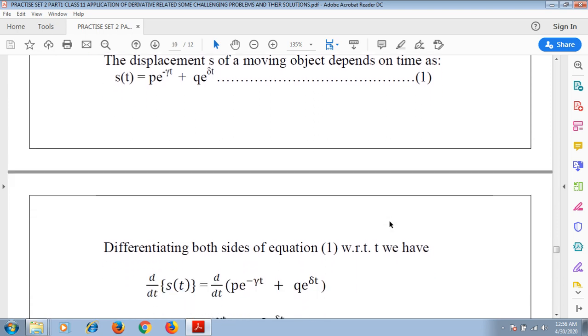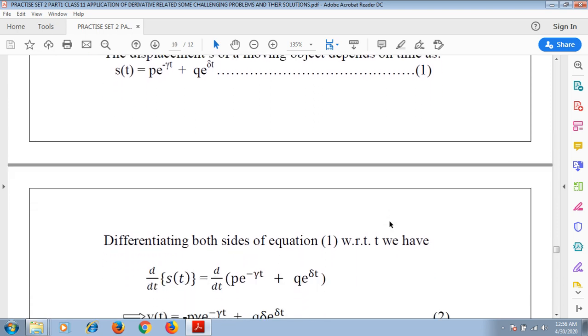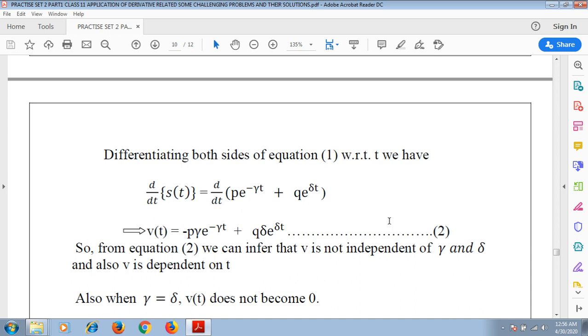Okay, and now differentiating both sides of equation 1 with respect to t, we have derivative of s(t) equals derivative of p into e to the power minus gamma t plus q into e to the power delta t. And v(t) equals minus p gamma e to the power minus gamma t plus q delta e to the power delta t.